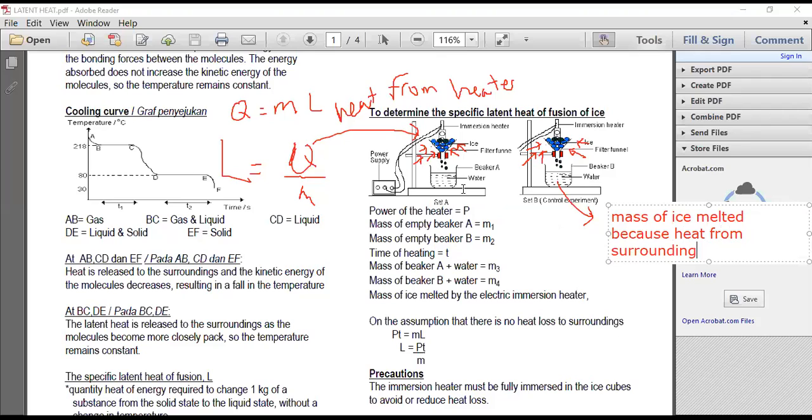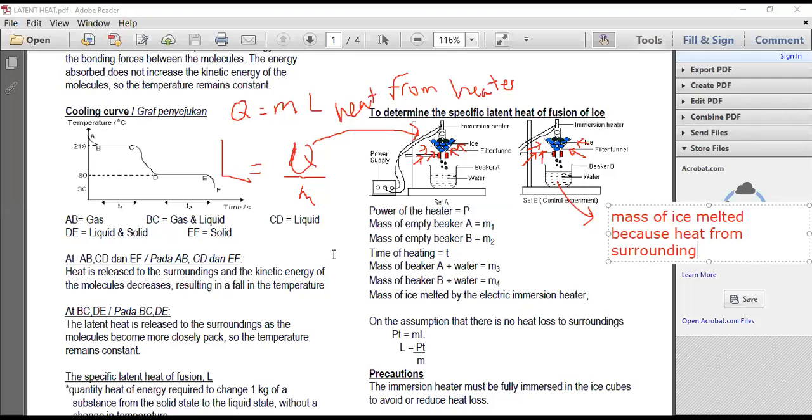So what you do is you take the mass from beaker A minus beaker B, and you get the actual mass of ice melted because of heat from the heater alone. So we want to minus the surrounding effect. This one is only because of the surrounding, and this one is because of the surrounding and also the heater. So when you take this minus this, you get your actual mass of ice melted because of the heater.